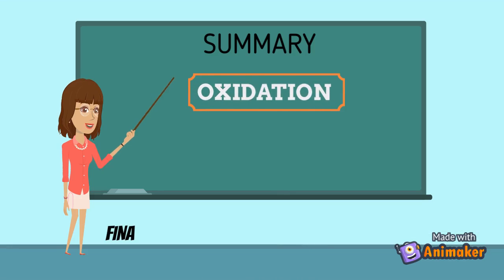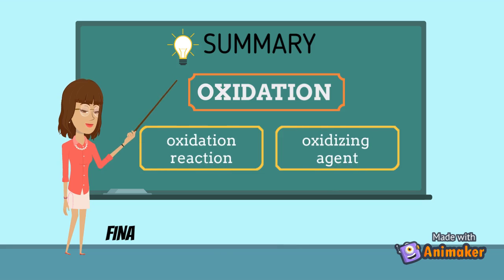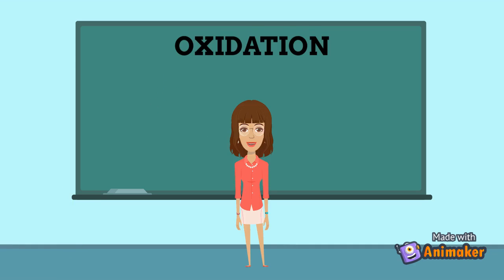In conclusion, there are two key terms on this topic, which are oxidation reaction and oxidizing agent. We must really know what oxidation reaction and oxidizing agent are to have a better understanding of this oxidation topic. Oxidation reaction is a chemical reaction in which oxygen is added to or hydrogen is removed from an element, molecule, or a compound.